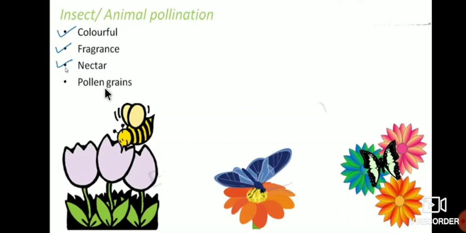And also pollen grains will be transferred from the male to the female reproductive organ, that is the carpel. So these are the important concepts that come under sexual reproduction in plants. In the next class we are going to discuss how the reproduction takes place in plants.